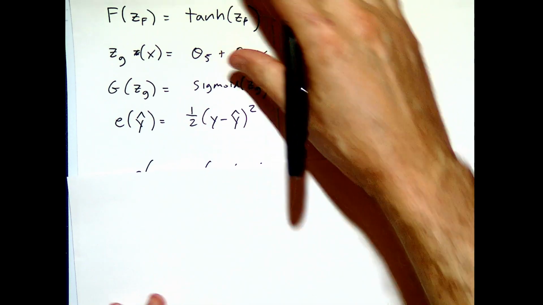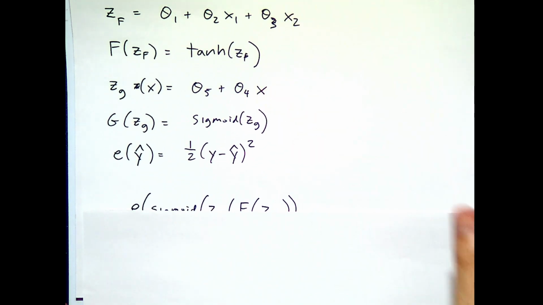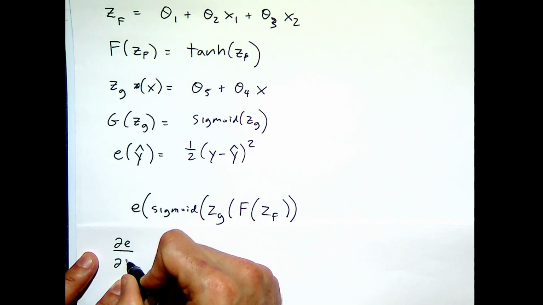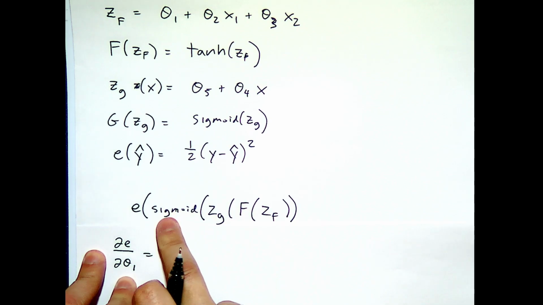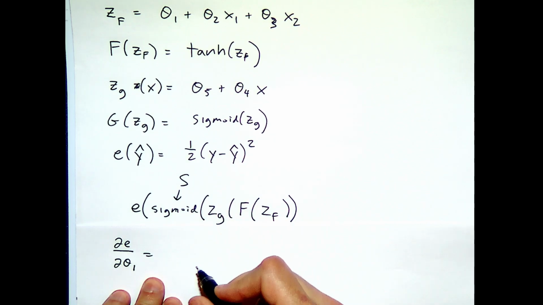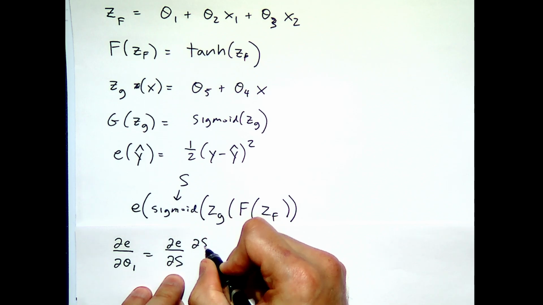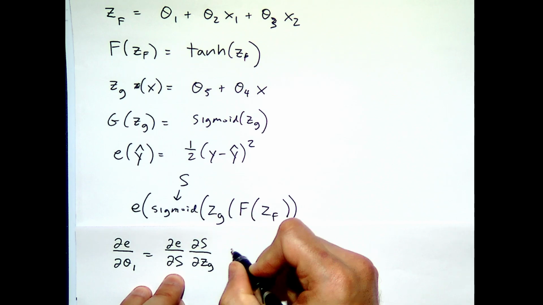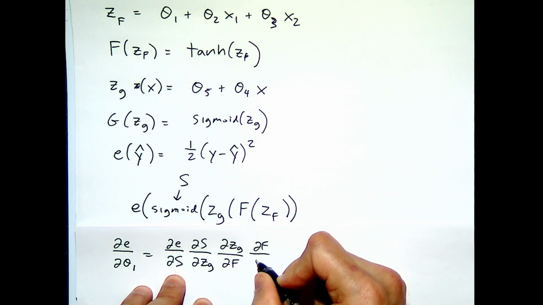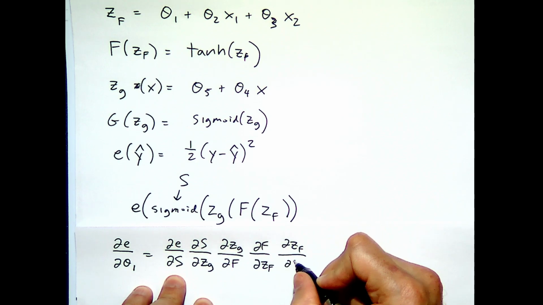Well, I would say the gradient with respect to theta 1, and I'll try to keep all this on the board at the same time. I'm going to go from the inside out, and I should maybe call this S for the sigmoid output. So it's like saying, first I take the partial of E with respect to S, then I have the partial of S with respect to z_G, then the partial of z_G with respect to f, and then the partial of f with respect to z_F, and then the partial of z_F with respect to the thing I actually care about, which is theta 1, right?